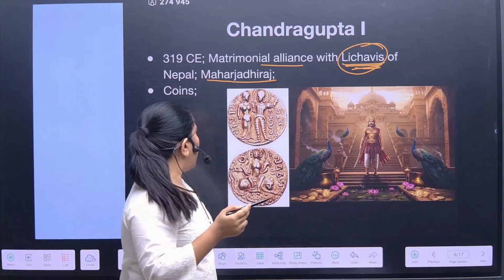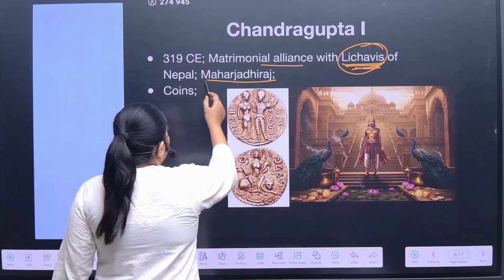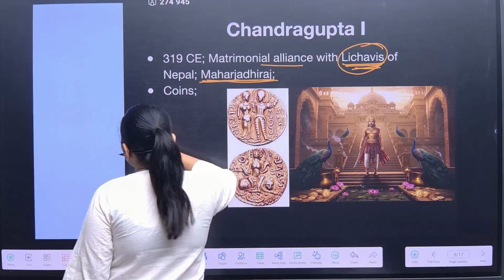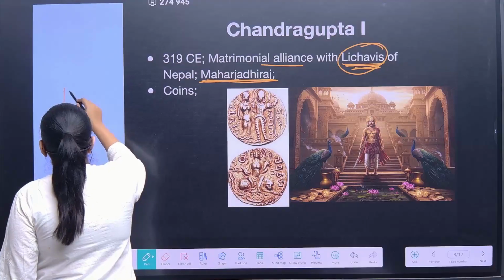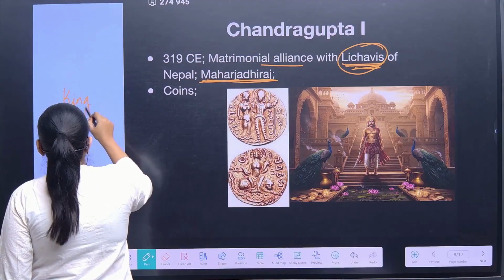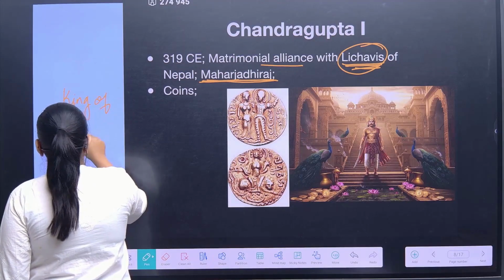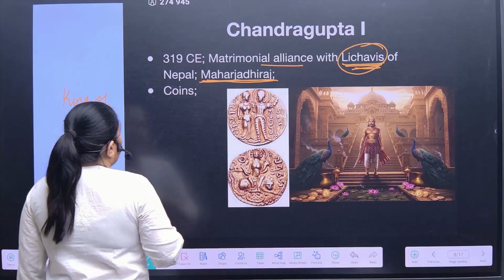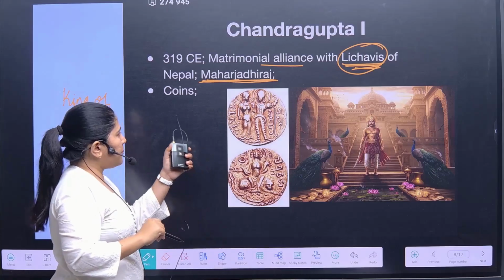Maharaja Dhiraj, that means king of kings. Maharaja Dhiraj, and this was also depicted on the coins.